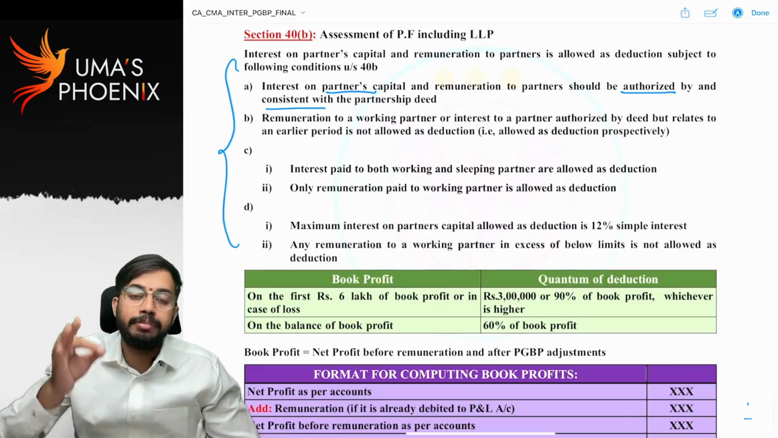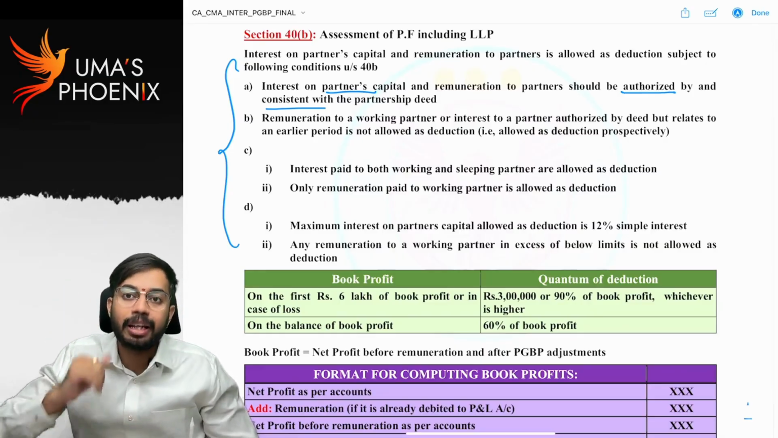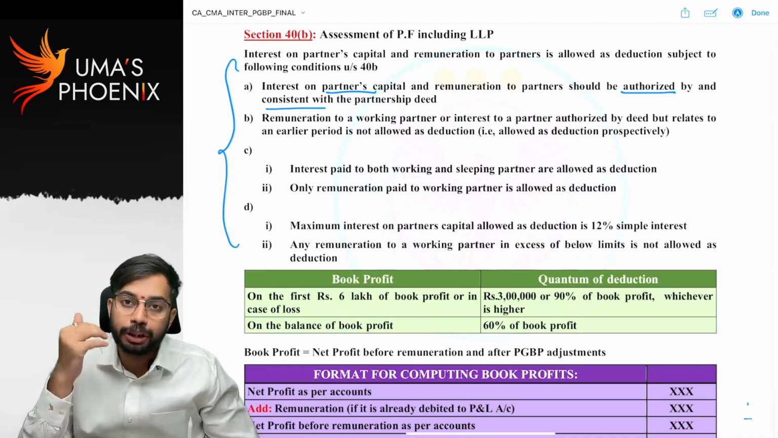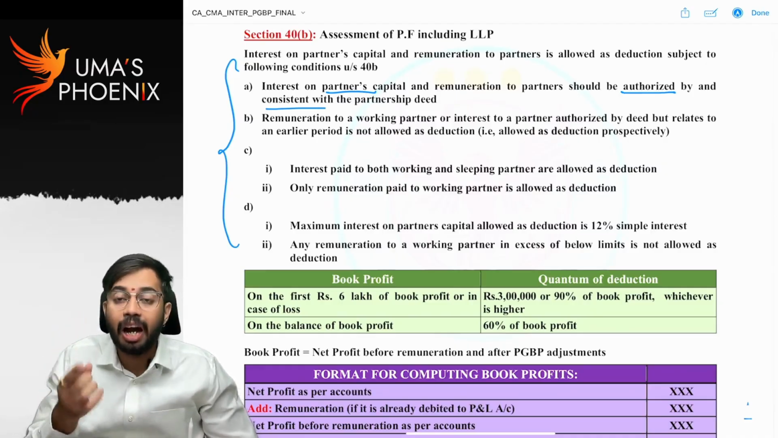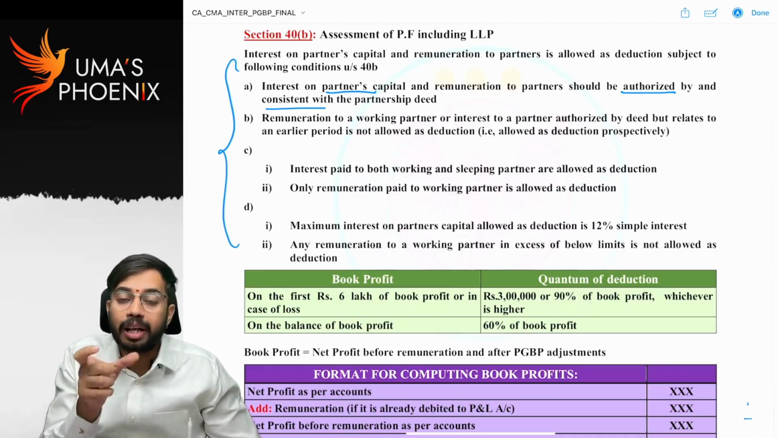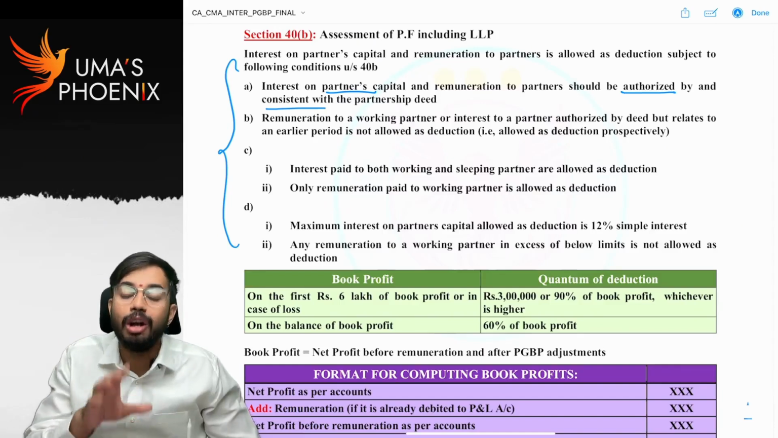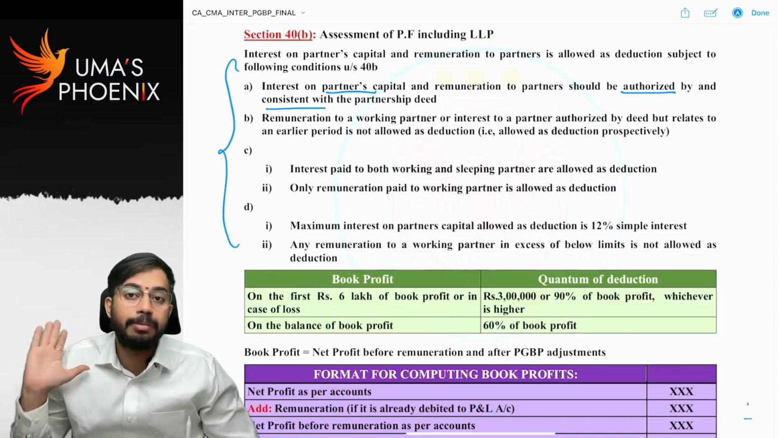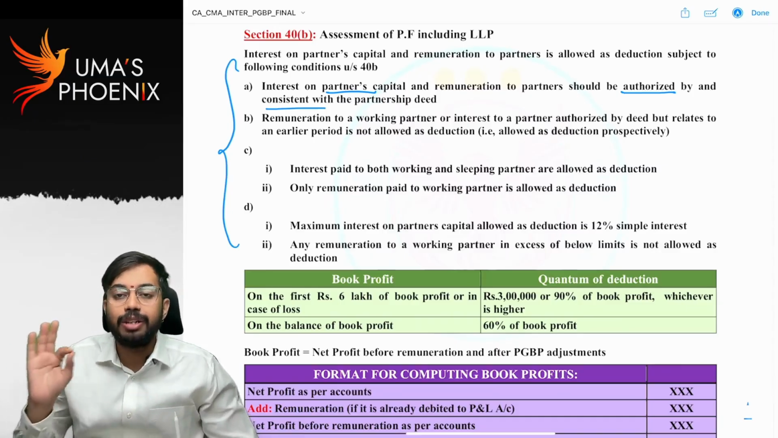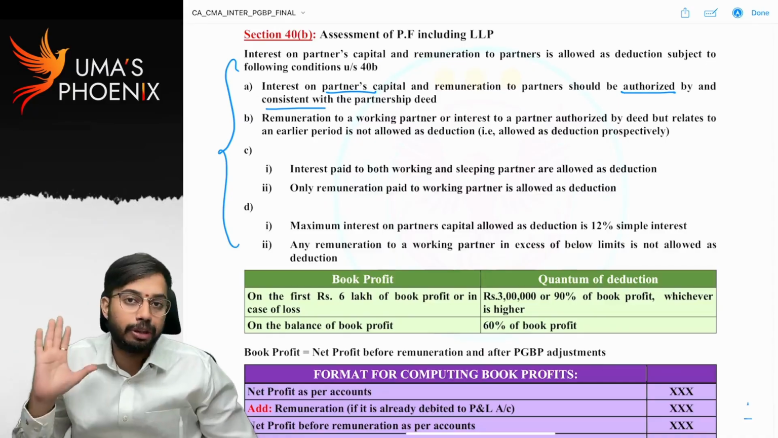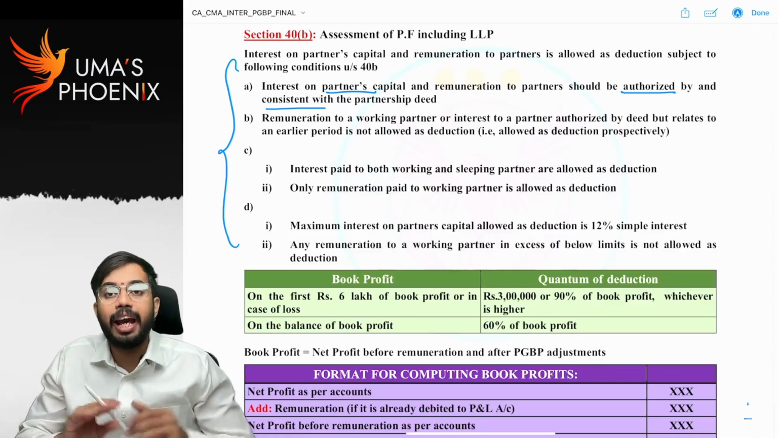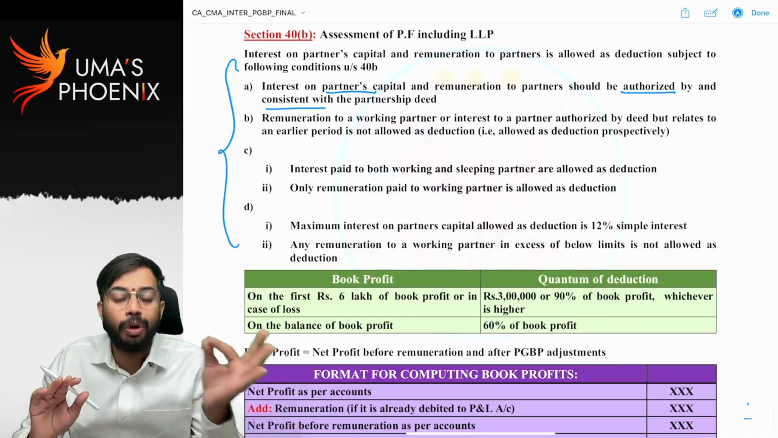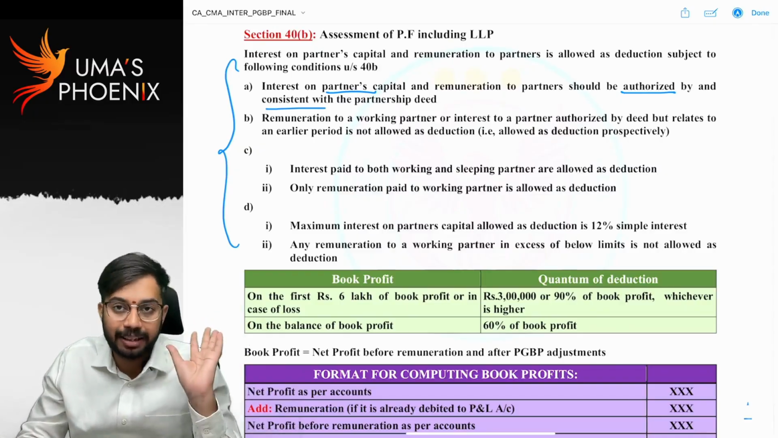Only if the partnership deed authorizes, then only interest on partners' capital or remuneration to partners is allowed as deduction, and that too, whatever amount is specified in the partnership deed, only that much amount of interest on partners' capital or remuneration is the maximum allowed as deduction. Is it clear? So interest on partners' capital and remuneration to partners is allowed as deduction in accordance with the partnership deed, only if the partnership deed specifies.